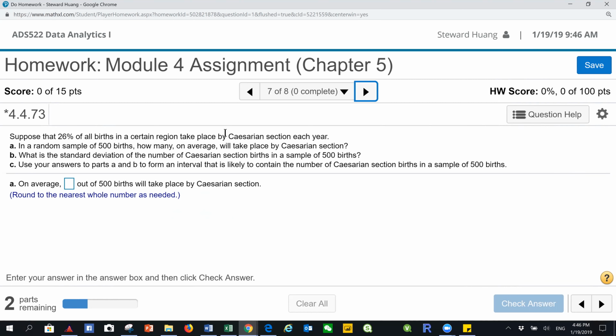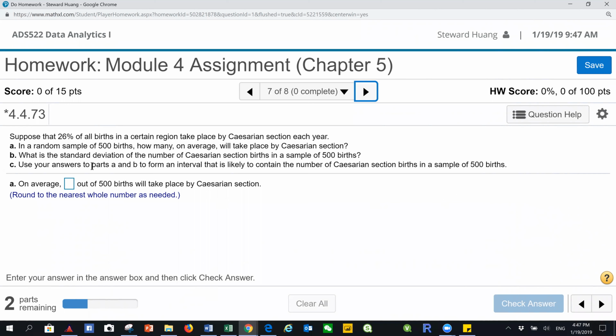Suppose 26% of births in a certain region take place by C-section each year. That means the probability of C-section is about a quarter, about 0.26. In a sample of 500 births, how many on average take place by C-sections? Okay, so 500 births on average, that's a mean. So what do you do? Calculate the mean, but how do you know the mean?